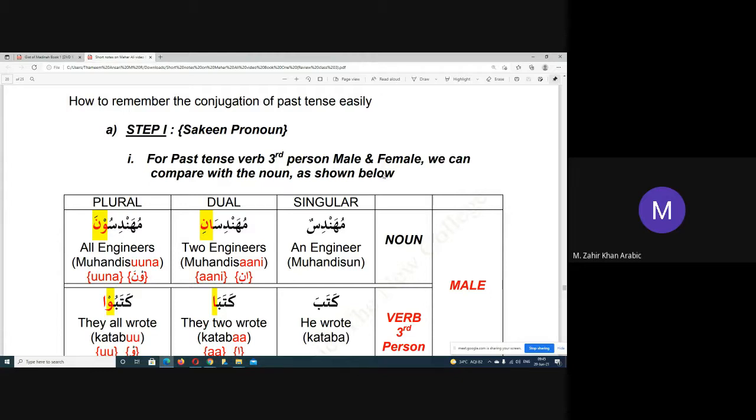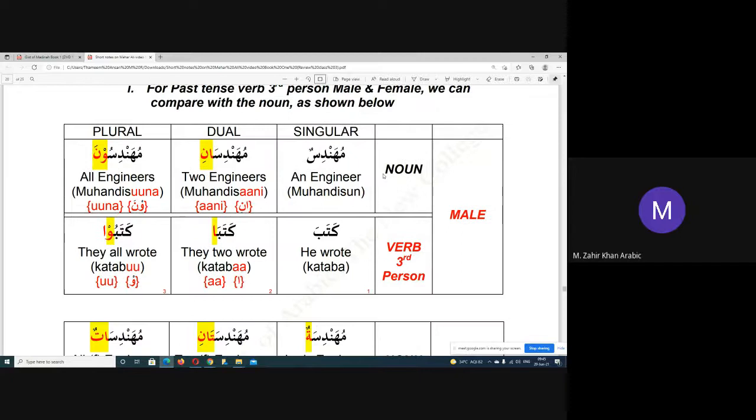We are comparing this to plural. For example, all male engineers. We are saying Mohandisuna by adding una, waw, nun. Waw with sukun and nun with fatha. If you are comparing this to plural, so they all wrote, the answer will be katabu. So we are removing the nun and we are just adding waw. The alif is extra. We will see the rule for why we are using the extra alif later on, inshallah.